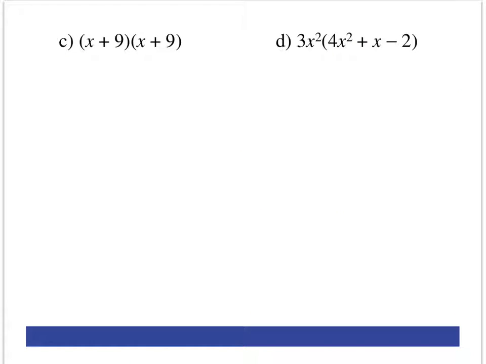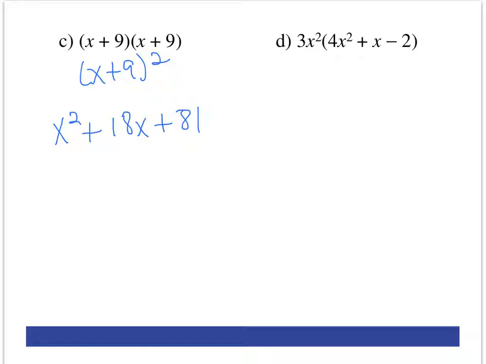Now these are the same. This is the same as saying this right here. So let's look at that if we know that's the way it is. We take the first term, we're going to square it. We're going to multiply 9 times x. That gives us 9x, and then we're going to double that. That gives us 18x. And then we're going to square the 9, which is simply 81.